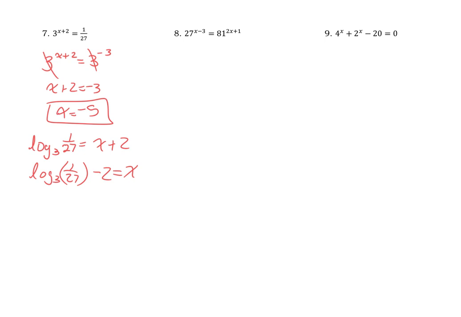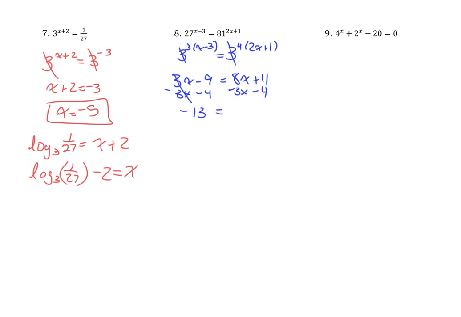Okay, this next one, I can write these in the same base. When I have exponents on both sides, then you have to do it this way. So I have 3 to the third is x minus 3 equals 3 to the fourth, not times 2x plus 1. Drop my bases, distribute: 3x minus 9 equals 8x plus 4. I'm going to subtract my 3x, subtract my 4. So negative 13 is equal to 5x. Divide by 5, and I get negative 13 fifths.